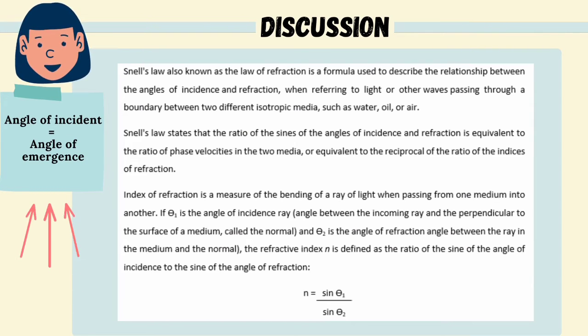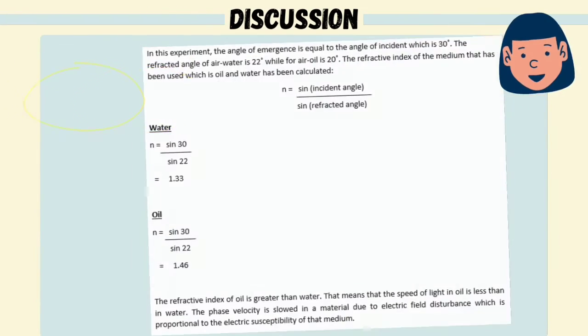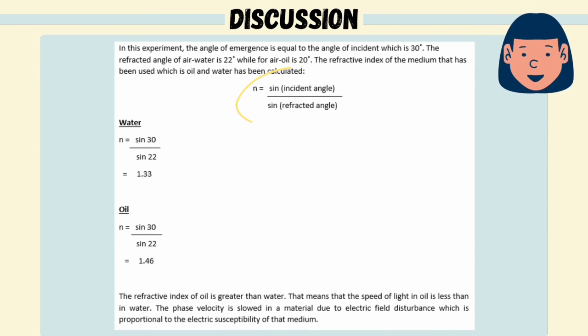The main point to be highlighted is when a ray of light suffers minimum deviation through a different medium, the angle of incidence is equal to the angle of emergence. Using the formula stated, the refractive index has been calculated. The refractive index of oil is greater than water. That means that the speed of light in oil is less than in water.